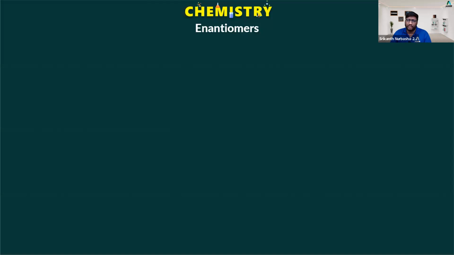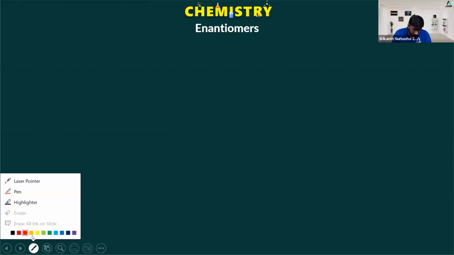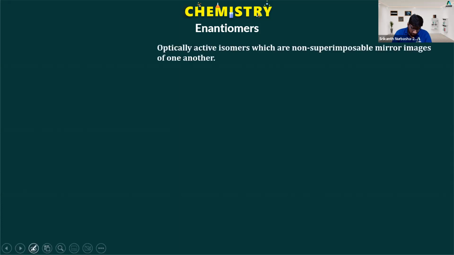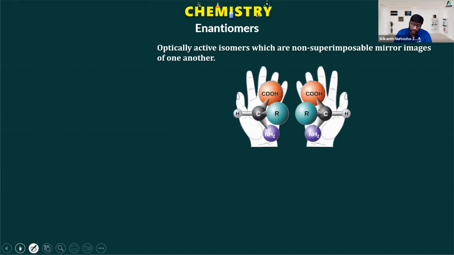Last class, we were discussing different concepts of optical activity. Let us start with the optical isomers. So what are optical isomers? Like enantiomers. Optically active isomers which are non-superimposable mirror images of one another are said to be enantiomers.